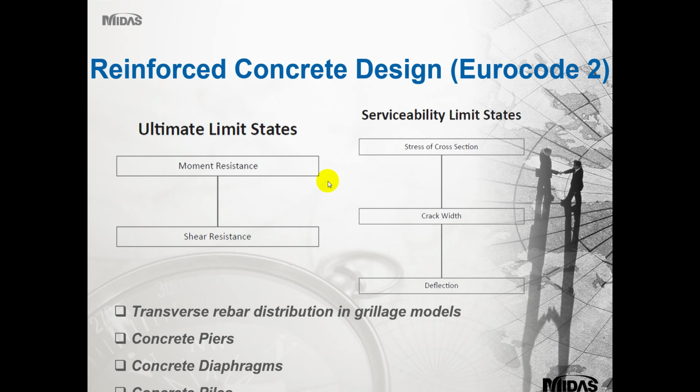So just looking at the reinforced concrete design to Eurocode 2. So we're looking at the ultimate limit state with the moment resistance and the shear resistance, and then the serviceability limit states for the stress of the cross section, the crack width, and also the deflections. So the transverse rebar distribution in the grillage model, which is for the Philippine deck, and then we look at the concrete piers, which we had in the two-span structure, concrete diaphragms, and also the design of concrete piles.